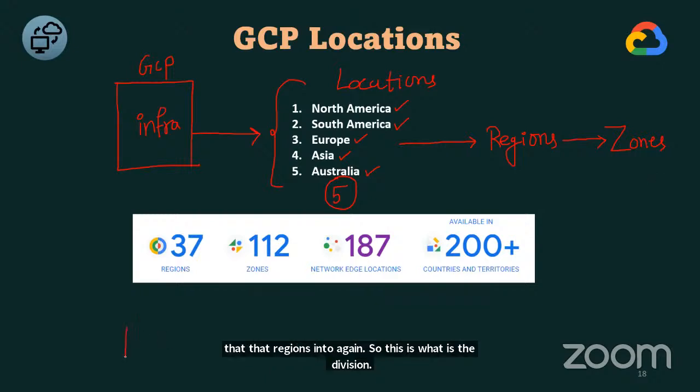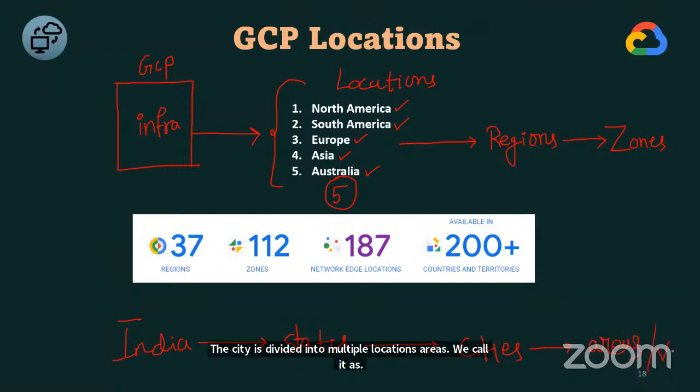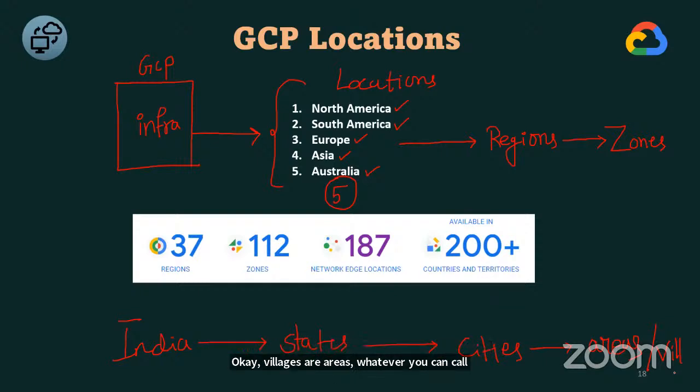Assume that it is India. Okay, India is divided into multiple states. Each state is divided into multiple cities. Each city is divided into multiple locations, areas we call them. Villages are areas, whatever you can call them, rural villages, rural cities. So why is the division there? Why has India divided its entire area into multiple states? Why are states divided into cities and into areas?